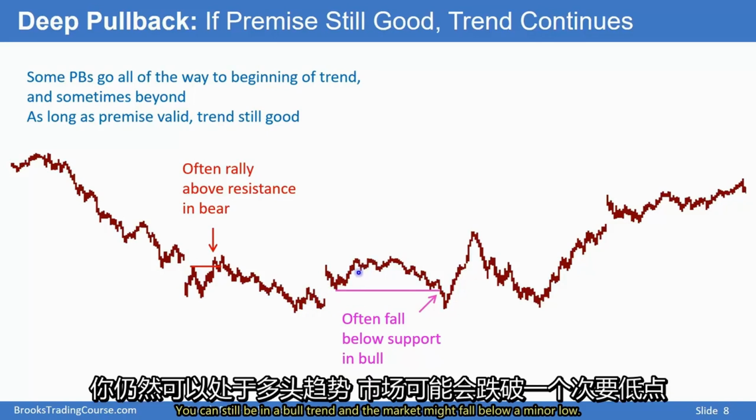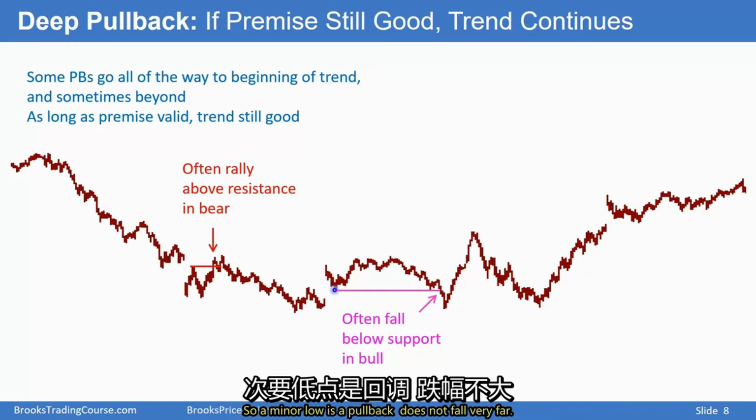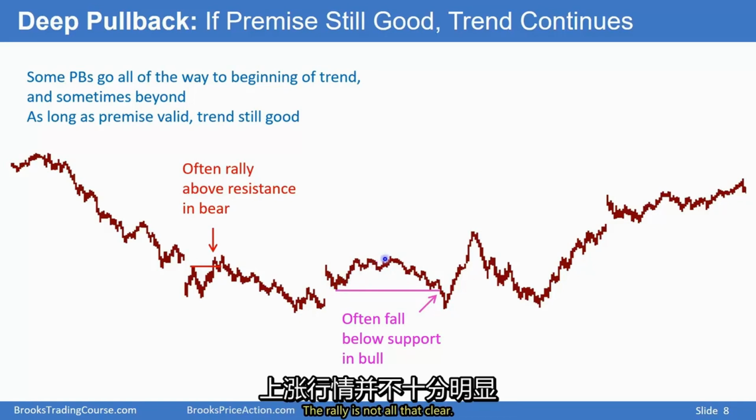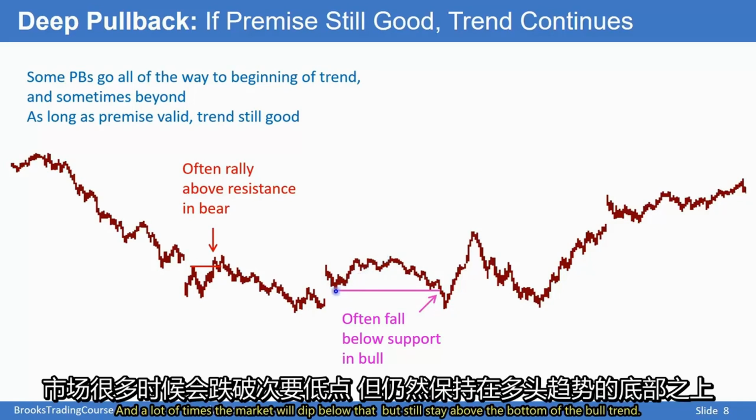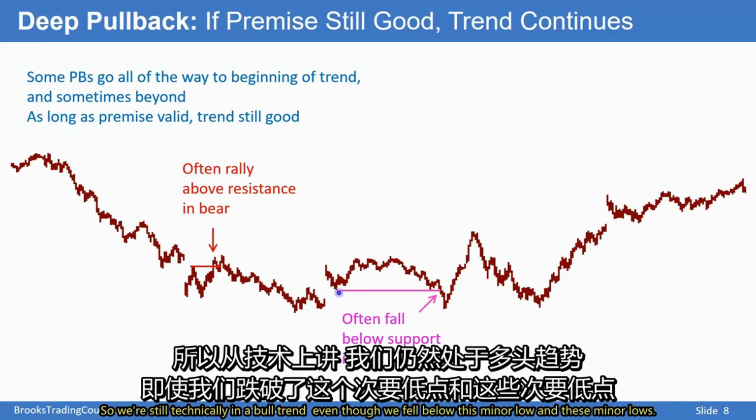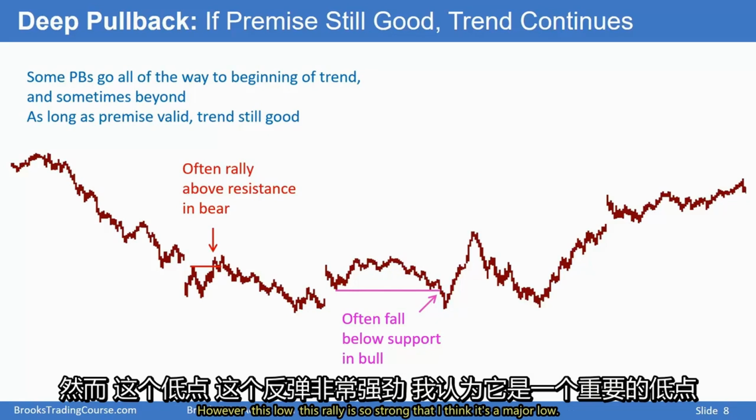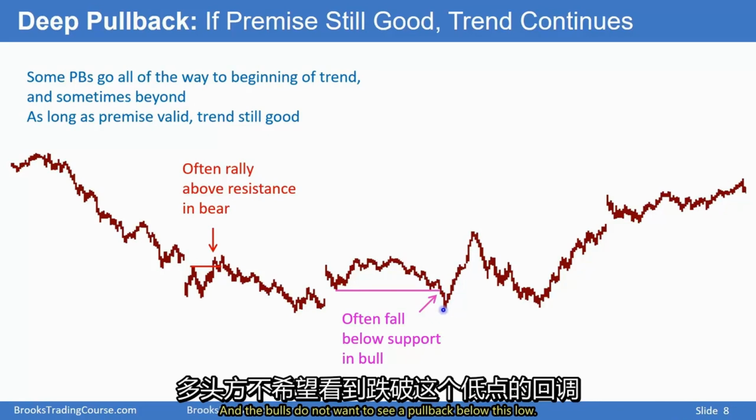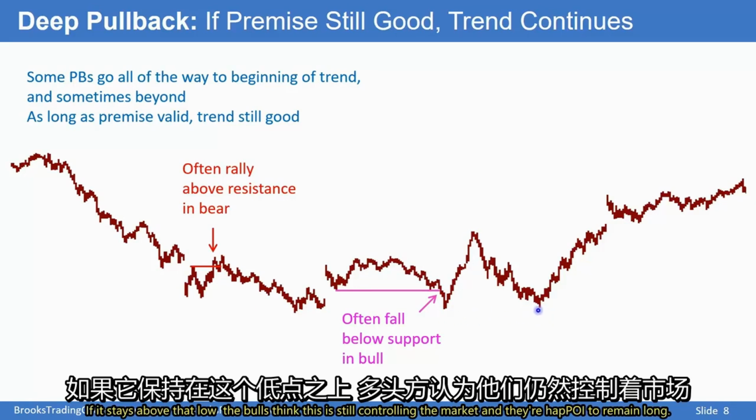You can still be in a bull trend, and the market might fall below a minor low. So a minor low is a pullback, does not fall very far. The rally is not all that clear, and a lot of times the market will dip below that, but still stay above the bottom of the bull trend. So we're still technically in a bull trend, even though we fell below this minor low and these minor lows. However, this rally is so strong that I think it's a major low, and the bulls do not want to see a pullback below this low. If it stays above that low, the bulls think this is still controlling the market, and they're happy to remain long.